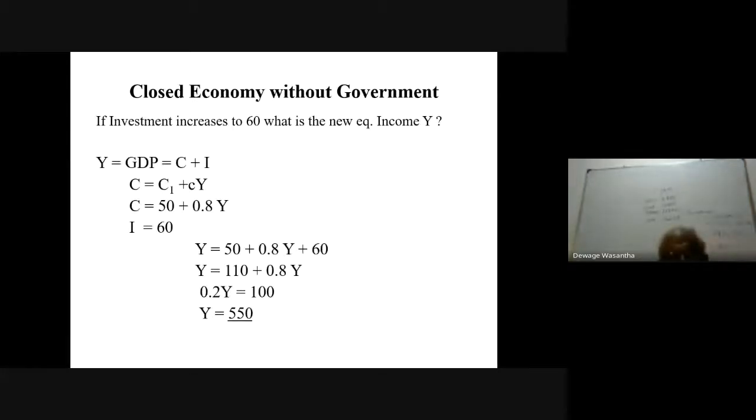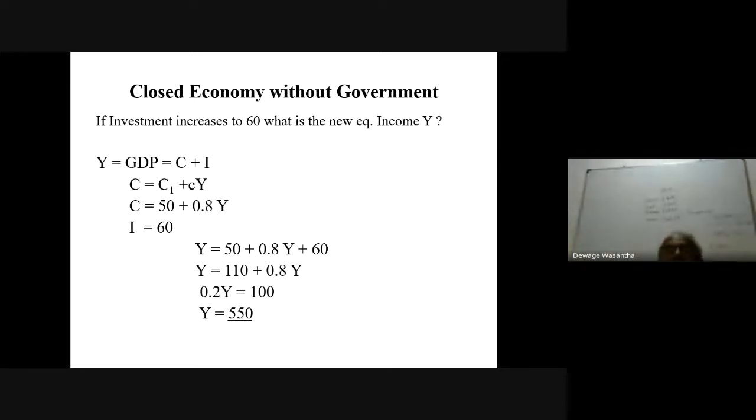Except investment, all other things are the same in the economy, with the same consumption function. We assume companies increase their investment from 50 to 60, 10 billion. What is GDP? GDP increases from 500 to 550, 50 billion. Investment increased only by 10 billion, but GDP increased by 50, 5 times the investment increase.